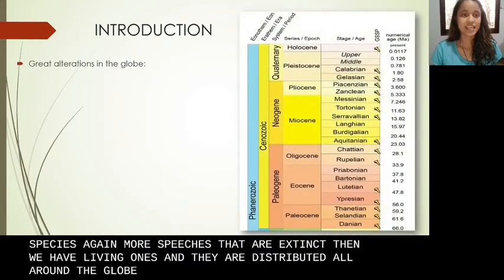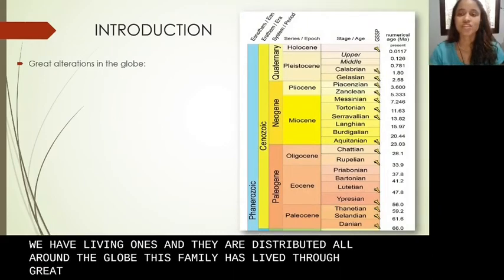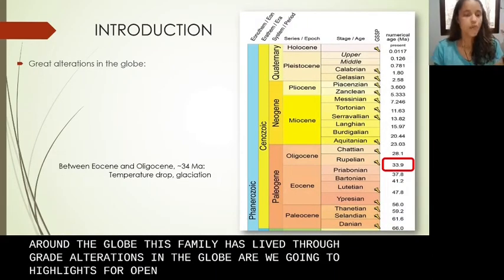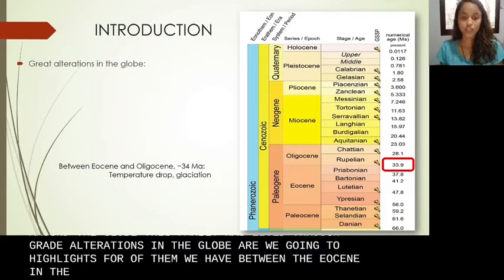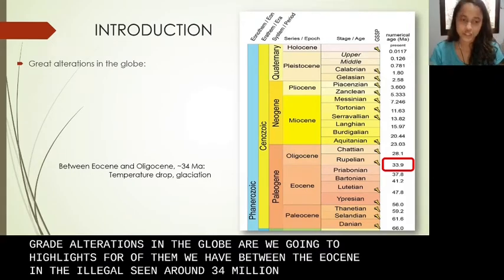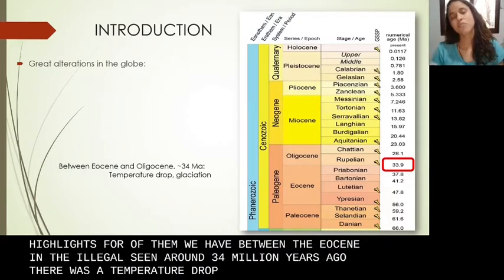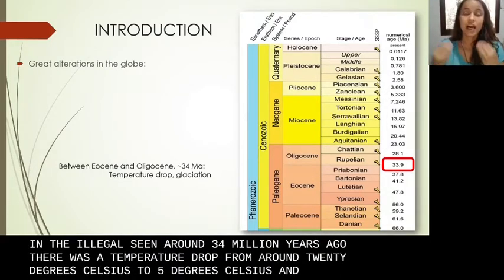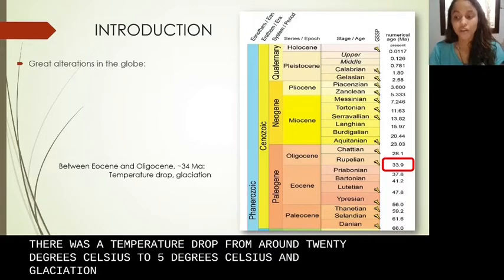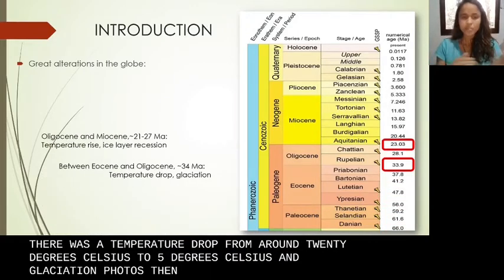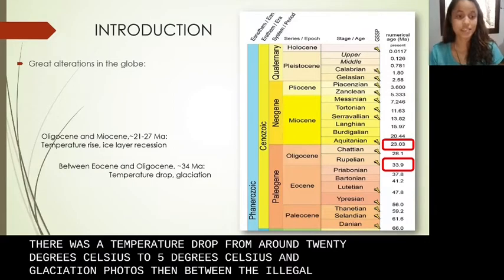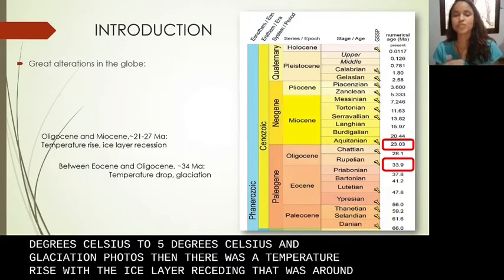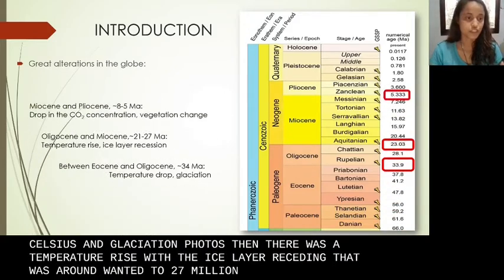This family has lived through great alterations in the globe. We're gonna highlight 4 of them. Between the Eocene and the Oligocene, around 34 million years ago, there was a temperature drop from around 20 degrees Celsius to 5 degrees Celsius, and a glaciation followed. Then, between the Oligocene and the Miocene, there was a temperature rise with the ice layer receding. That was around 21 to 27 million years ago.